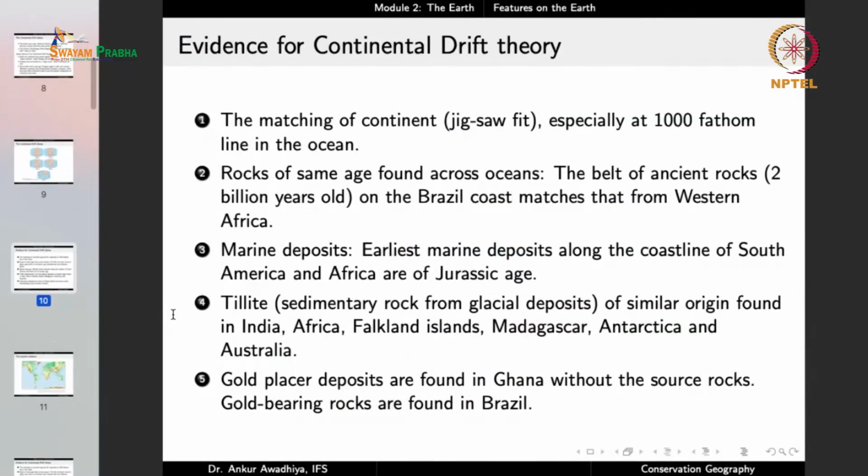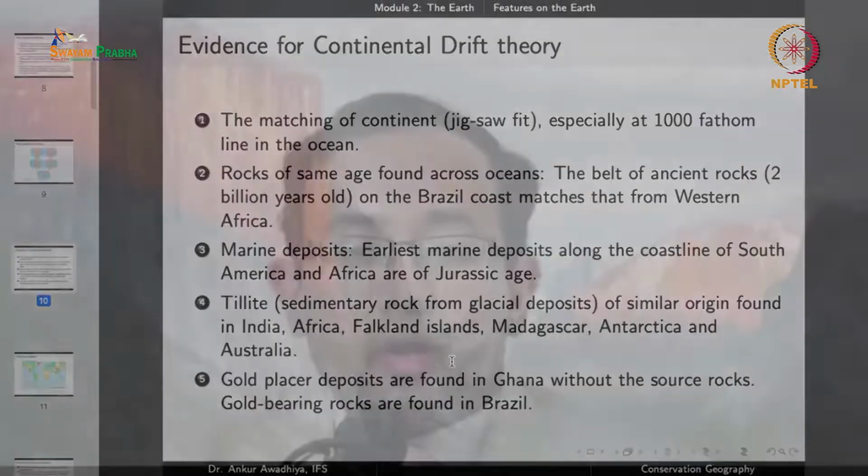Then another evidence is that tillite, which is a sedimentary rock from glacial deposits of similar origin, is found in India, Africa, Falkland Islands, Madagascar, Antarctica and Australia. Now in India, today we have glaciers only in the very north of the country, but we do not have glaciers in other locations. But we can find glacial deposits in other locations as well, which means that probably India was in a location that was much colder than where it is today.